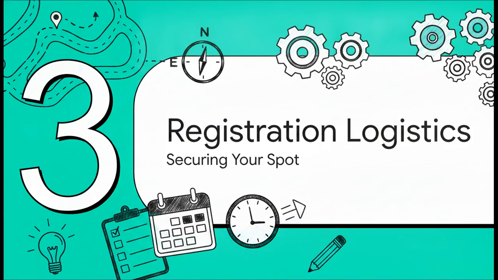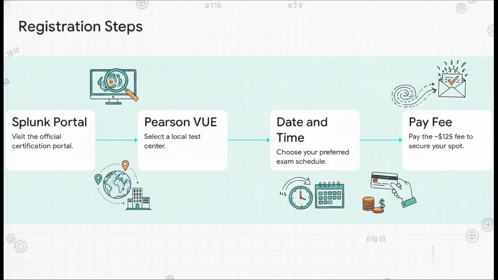Next up, Section 3, Registration and Logistics. Securing your spot is super straightforward. It's just 4 steps. Step 1, visit the official Splunk certification portal. Step 2, you'll be redirected to Pearson VUE to pick a local test center. Step 3, choose your preferred exam date and time. And Step 4, just pay the $125 exam fee.